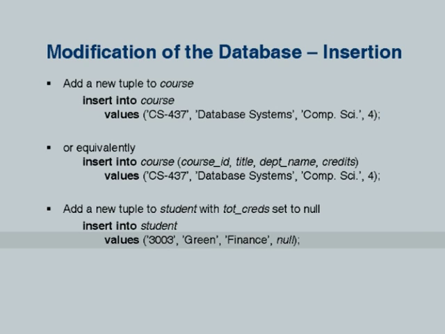Now here is another example. If you want to insert a value null, you can type null over here. So if the total credits for a student is set to null, I have to type null. Note that I should not put a quote. If I say quote null quote, that is actually the string null. By just saying null, it means a null value, special.